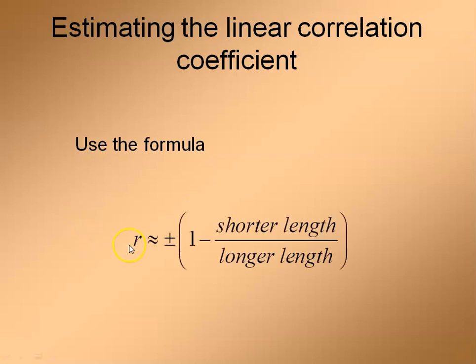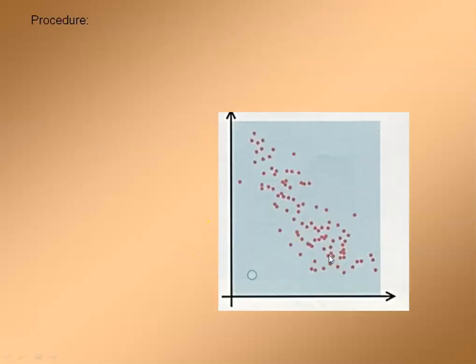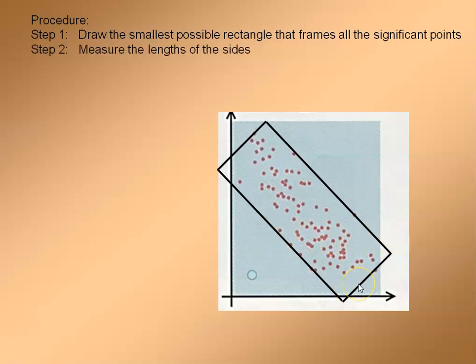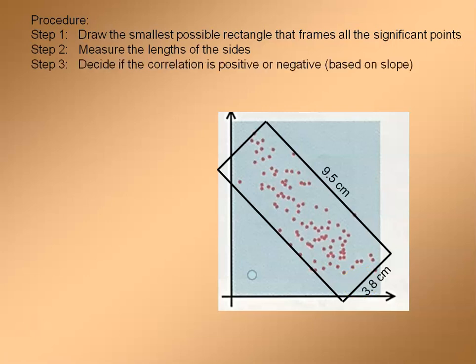We'll use this formula where R, the letter for correlation coefficient, is equal to plus or minus, if it's a positive or negative slope, 1 minus the shorter length divided by the longer length of the rectangle that you draw around the data. So what you want to do is fit a rectangle around the data. When you're using a ruler, you'll slide your ruler over to make it parallel, and you'll close off such that your line goes through the outermost point. It's okay if it touches it; in fact, it should pass through the center of it. You'll measure those side lengths and plug into the formula.